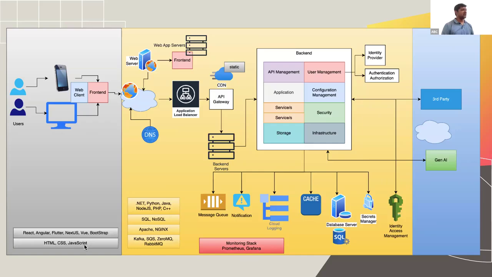there's HTML, CSS, and JavaScript, and on top of that, we have React, Angular, and things like that. The same thing would happen in the backend case. The technology that we use to write these applications could be .NET, Python, Java, Node.js, PHP, C++. There could be SQL and NoSQL in terms of databases. In terms of your API gateway or application load balancers, we may have components from Apache or Nginx. And regarding messaging queue, we may have Kafka, SQS, ZeroMQ, RabbitMQ, and things like that. So yeah, these are the components.